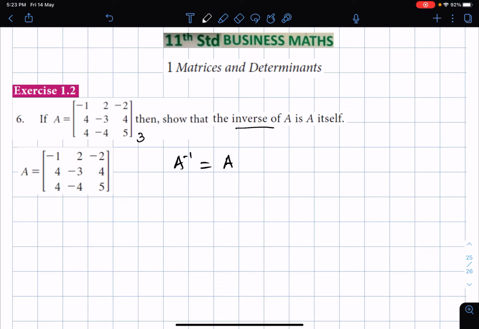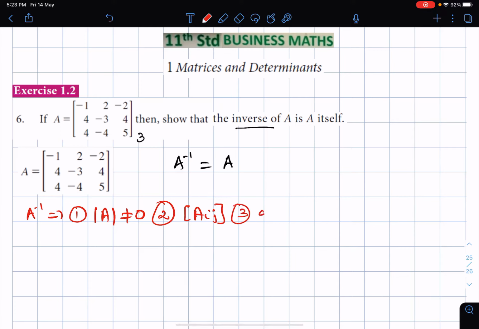Now this is a 3 cross 3 matrix. So before going into A inverse, it has got 4 steps, isn't it? Already we know that A inverse has got 4 steps. What are they? To find A inverse, first step, determinant A not equal to 0. Second step, cofactor of Aij. Third step will be your adjoint A. And fourth step will be our final step, which is A inverse equals 1 by determinant A into adjoint A. So this is what we are going to do now.